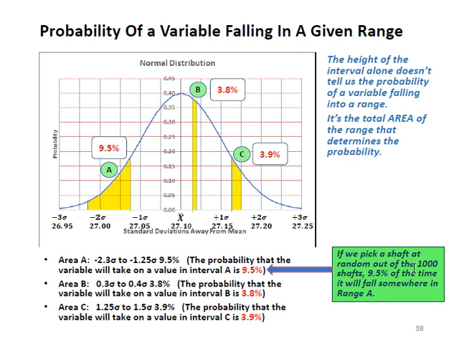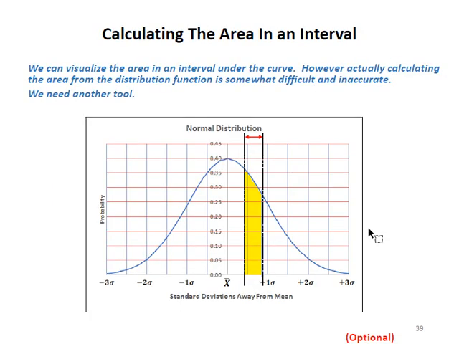So if you pick a shell, the shell has a diameter that we're measuring, and randomly out of your 1,000 shells, it will likely fall into about 9.5% in range A, about 3.8% in range B, and then 3.9% in range C. So that's how you answer that question.